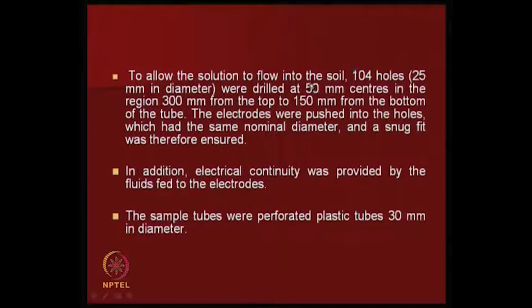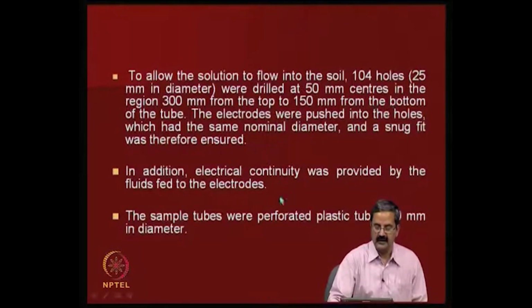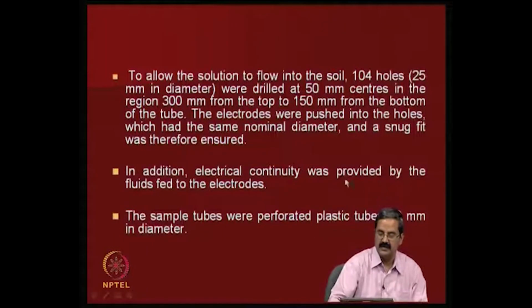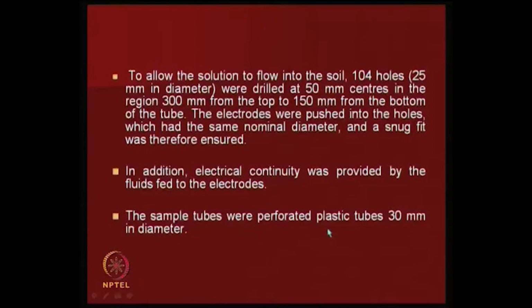To allow the solution to flow into the soil, as I said, we need to have some sort of stabilizers. Holes were drilled at 50 mm center to center, starting 300 mm from the top, and they were able to saturate the whole area. The electrodes were pushed into the holes which had the same nominal diameter, and a snug fit was ensured. In addition, electrical continuity was provided by the fluids fed to the electrodes. So, they are trying to ensure that electrical continuity was maintained, and you also have sampling tubes with plastic tubes. Okay.